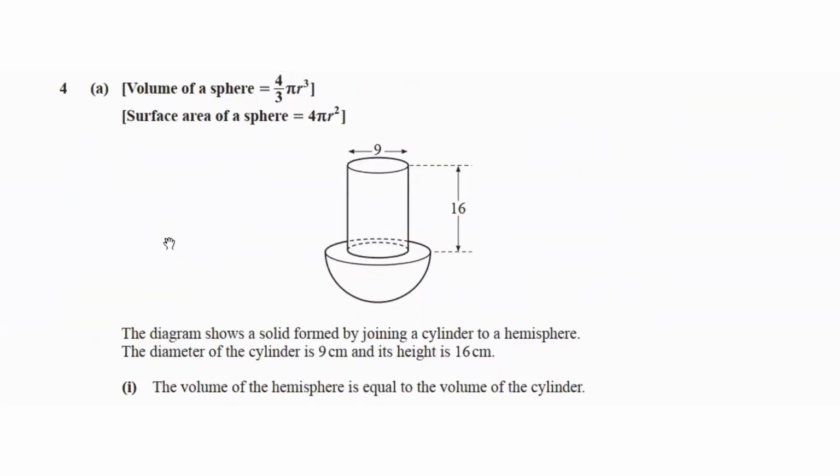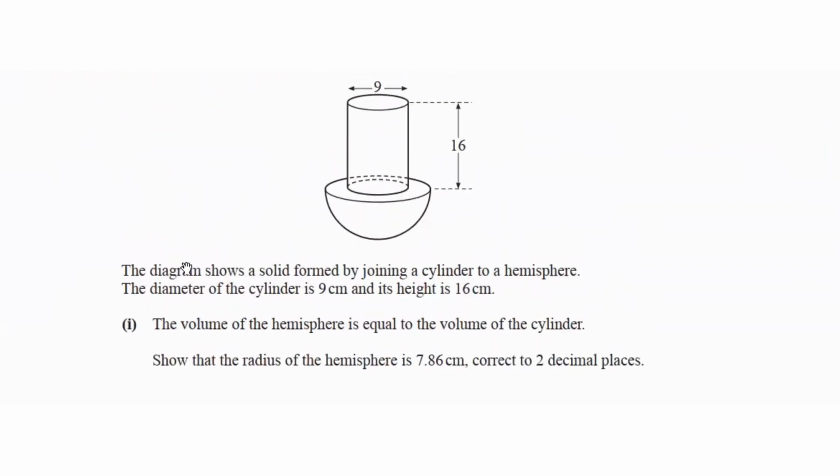Question 4 says the volume of a sphere has the formula 4 over 3 pi r cubed, and the surface area of a sphere has the formula 4 pi r squared. The diagram shows a composite shape where a cylinder has been joined to a hemisphere. The diameter of the cylinder is 9 centimeters and the height is 16 centimeters. The volume of the sphere is equal to the volume of the cylinder. So we have to show that the radius of the hemisphere is 7.86 centimeters, correct to 2 decimal places.